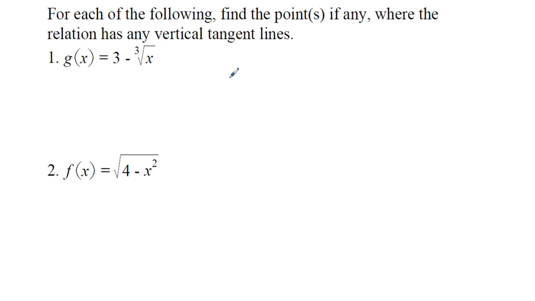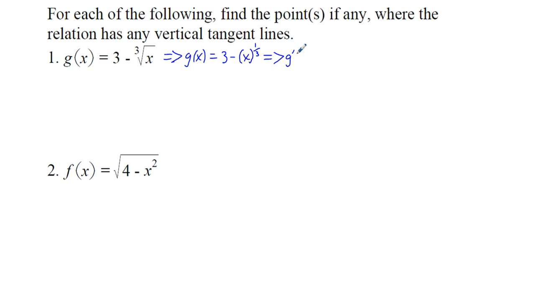For each of the following, find the point or points, if any, where the relation has any vertical tangent lines. The first one we have is g of x equals 3 minus the cube root of x. For that, I'm going to translate this function into what I call calculus-friendly form, where instead of a radical, we have a rational exponent. So that's going to be minus x to the 1/3 power. The cube root means to the 1/3 power.